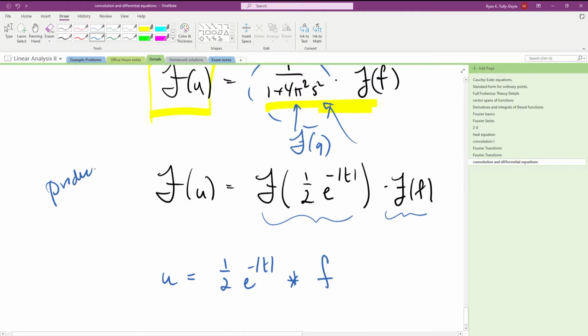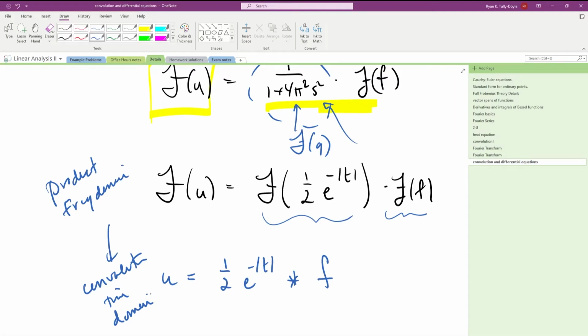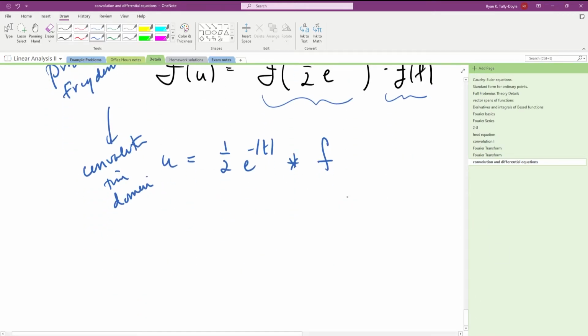So a product in the frequency domain corresponds to a convolution in the time domain. And that's actually why we need the convolution theorem. If I want to use this to solve differential equations and I end up with a product of Fourier transforms, when I come back, I need to be able to write that down as a convolution to write the answer down. Well, that's it. This thing right here is the solution to the differential equation.